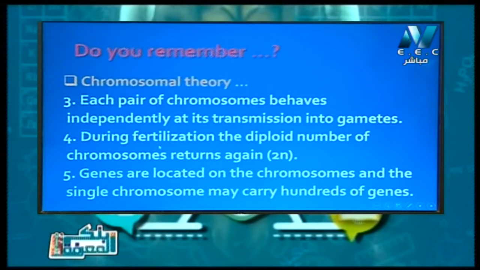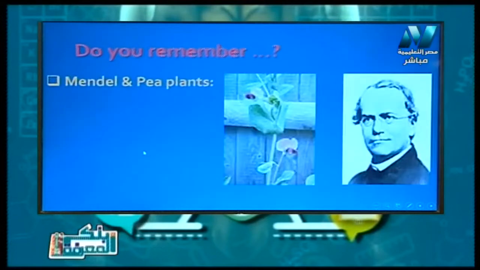Genes are located on the chromosomes, so each chromosome contains many genes. So the number of chromosomes is, of course, less than the number of genes. The number of genes may reach hundreds on each chromosome. And now we are going to start Mendel's experiments.